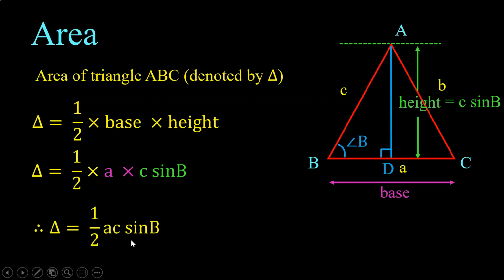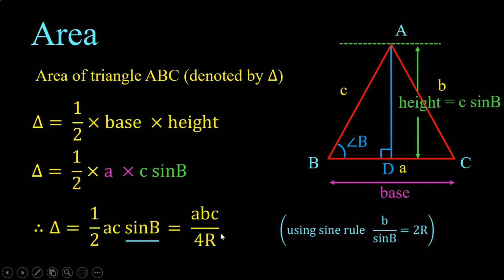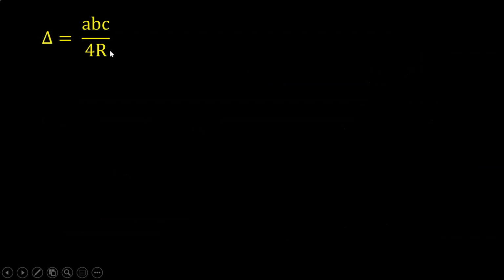Now using sine rule, we can replace this sin B as b by 2R, right? b by sin B is 2R. So we can replace sin B with b by 2R and this will become abc by 4R. So this is another formula for area of triangle. One formula is half ac sin B, another formula is abc by 4R. Delta is equal to abc by 4R. This can be written in different ways using sine rule.